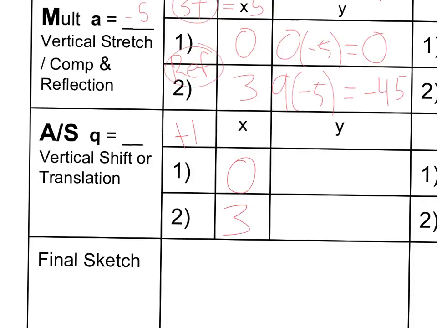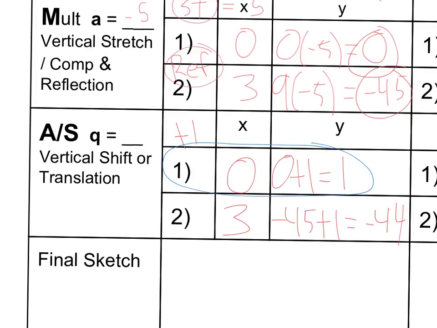0, 3, the x key values don't change. I take that 0. I add 1 to get 1. I take this negative 45. I add 1 to get negative 44. Okay, and what I have here always, that first key point, will be the vertex because that's at the 0 square. This second key point really just helps us understand the shape of the curve. And by the way, that's a vertical shift, and it's up 1. And we can check that with the answers that are provided.